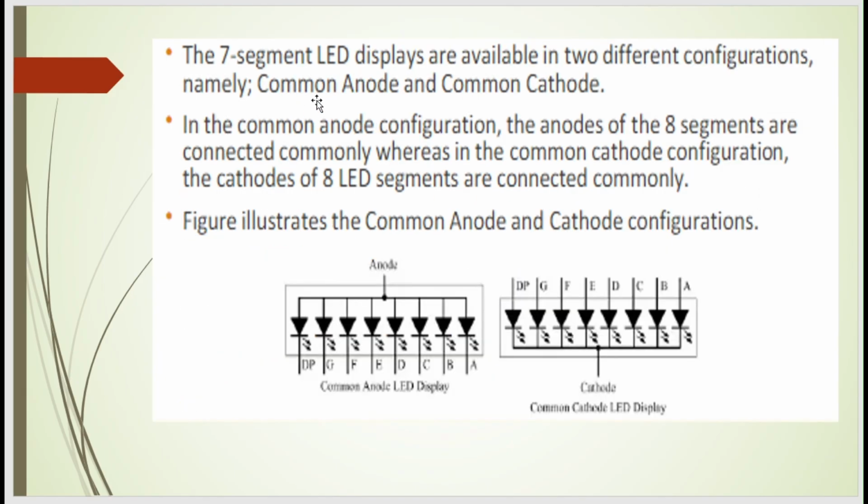There are two configurations available in the 7-segment LED display. One is common anode and the other is common cathode configuration. In common anode configuration, the anodes of all the 8 segments are connected commonly to the VCC, whereas in the common cathode configuration, the cathodes of the 8 LED segments are connected commonly to the ground, or to a single point. So this is how the configuration of the common anode LED display and the common cathode LED display works.